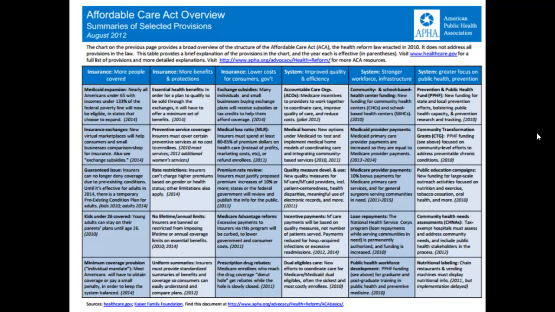And then community health needs assessments. This is a big part of my work. Down at the bottom right, hospitals have to conduct community health assessments, and we have to develop implementation strategies around that.